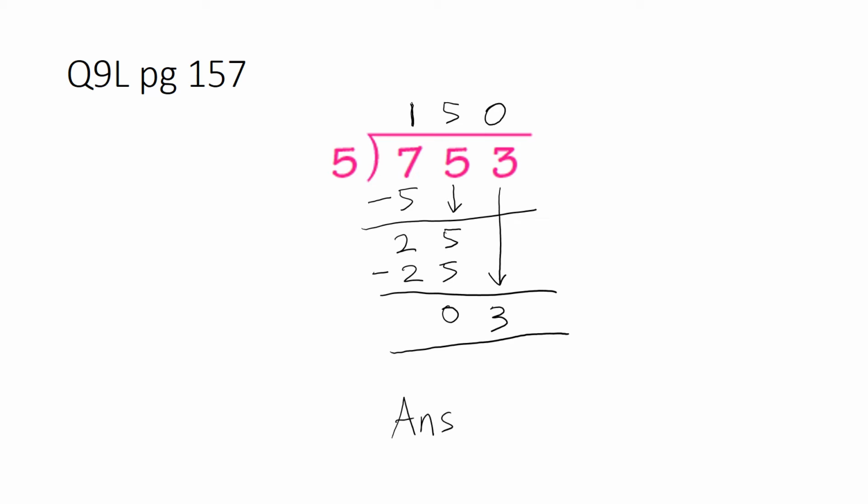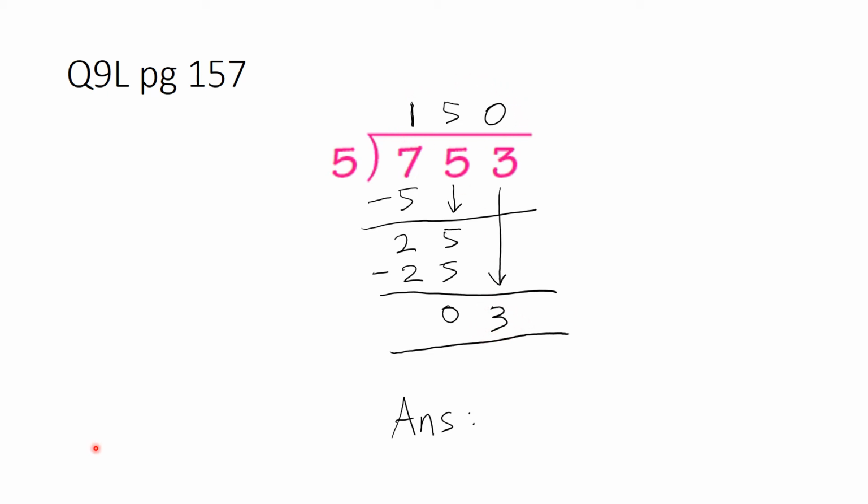I would like to stress a few things. I'm going to slow down on this, so just pay attention. This number 753 is called the dividend. 5 is called the divisor. 150 is called the quotient. And 3 is called the remainder.